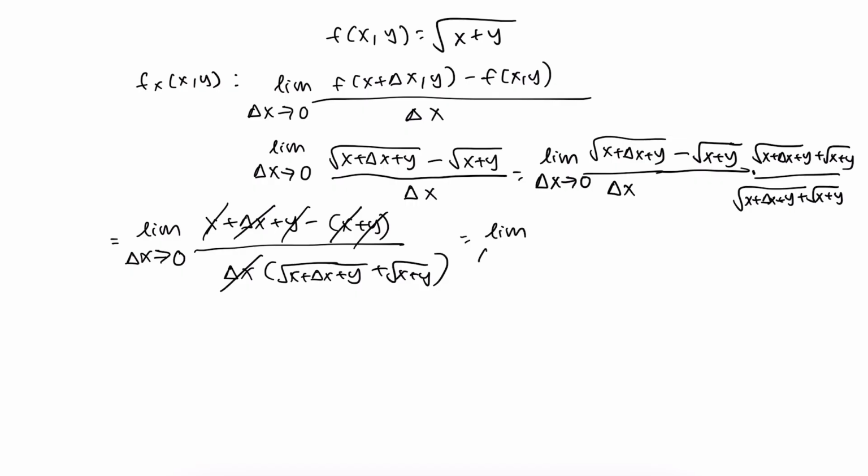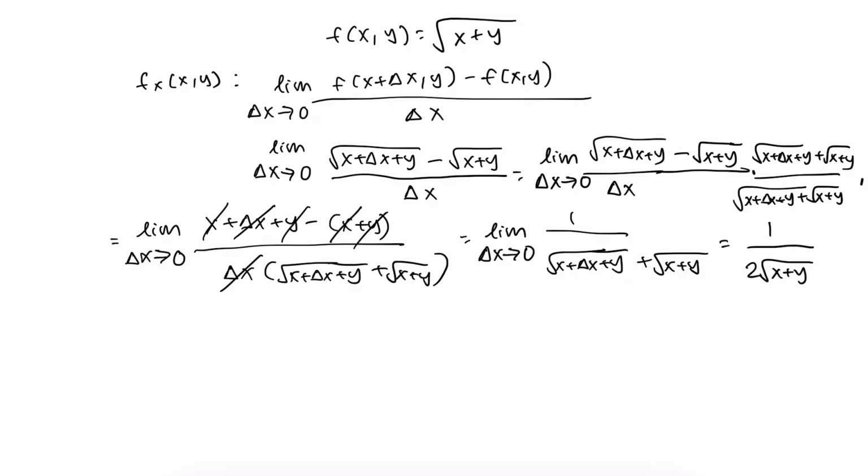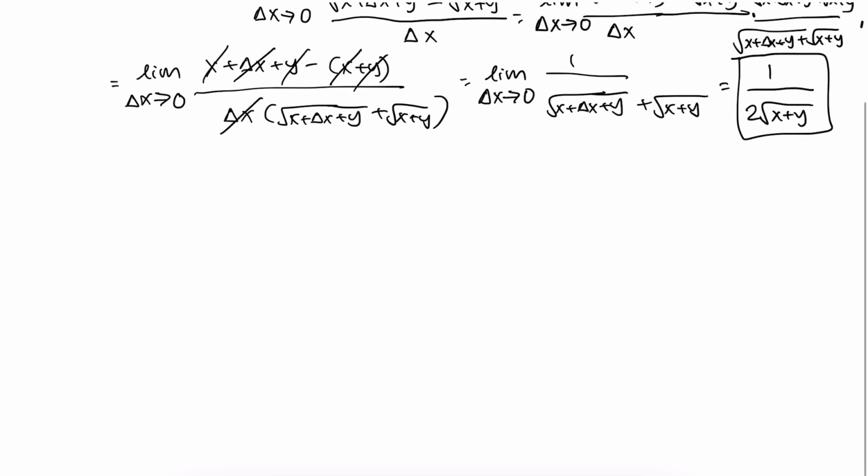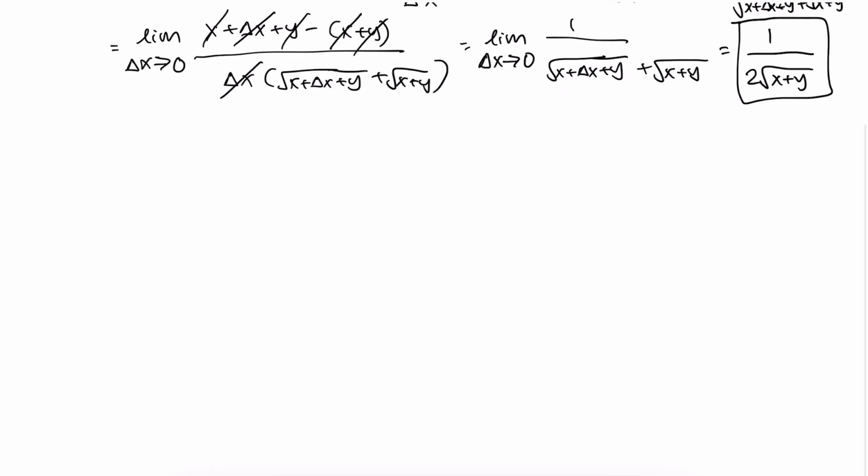So we're left with the limit as delta x approaches 0 of 1 over root x plus delta x plus y plus root x plus y. And if we just substitute delta x for 0, we get 1 over root x plus y plus root x plus y, which is just 1 over 2 root x plus y. So now we're going to do the same thing except find the partial derivative with respect to y.